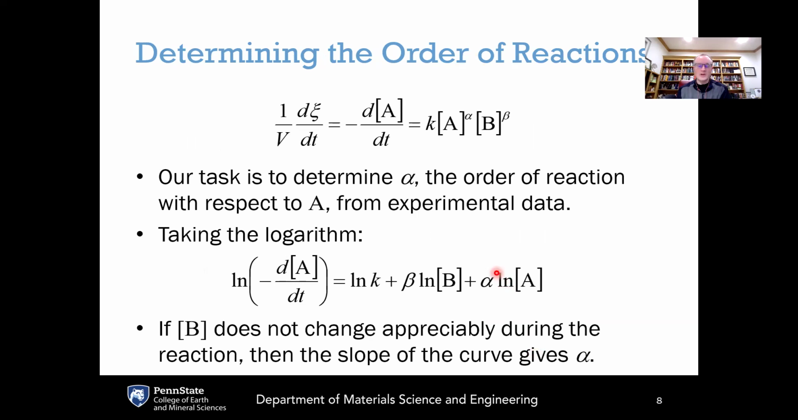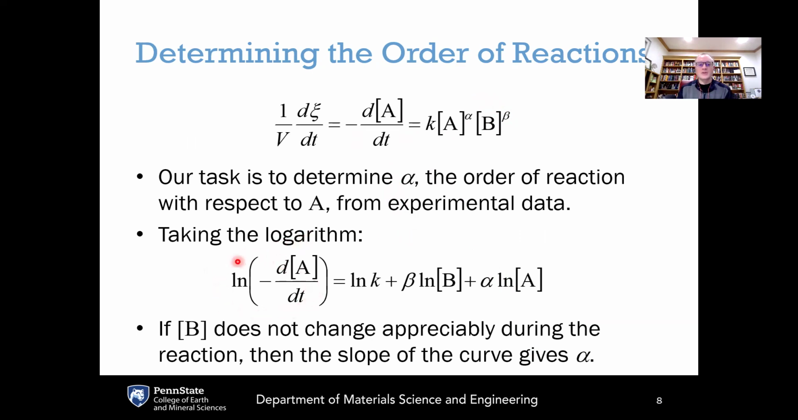How do we determine the order of reactions? If we have a general equation like this, our task is to determine alpha, the order of the reaction with respect to A, from experimental data. The most convenient way to do that is to take the logarithm of both sides of the equation.